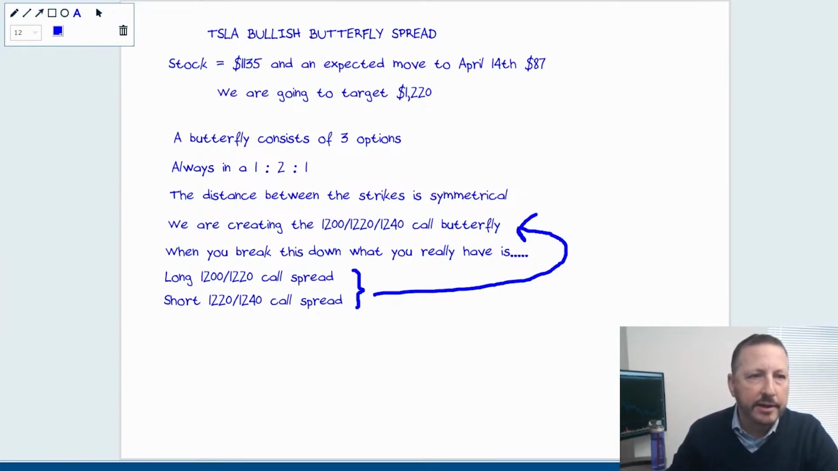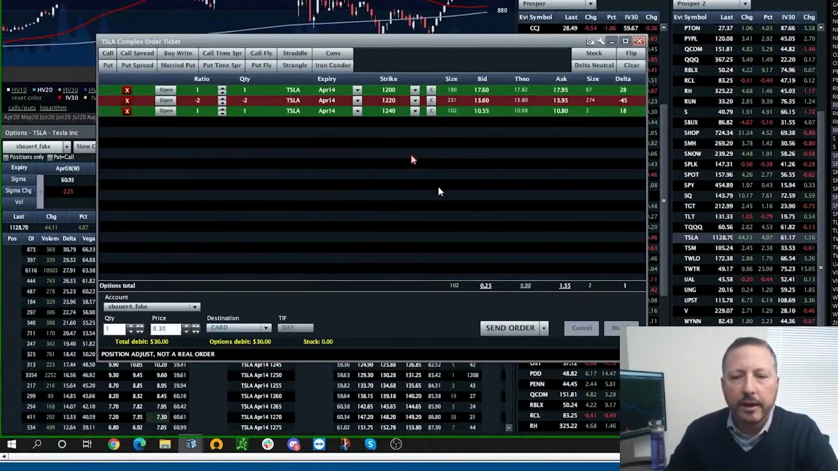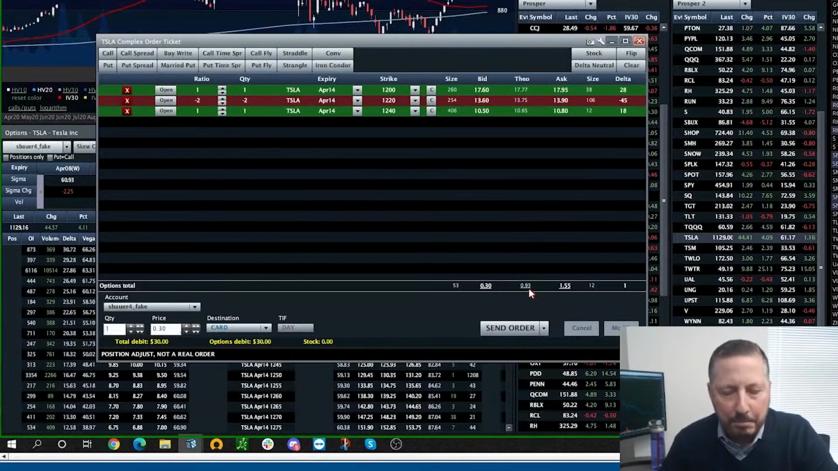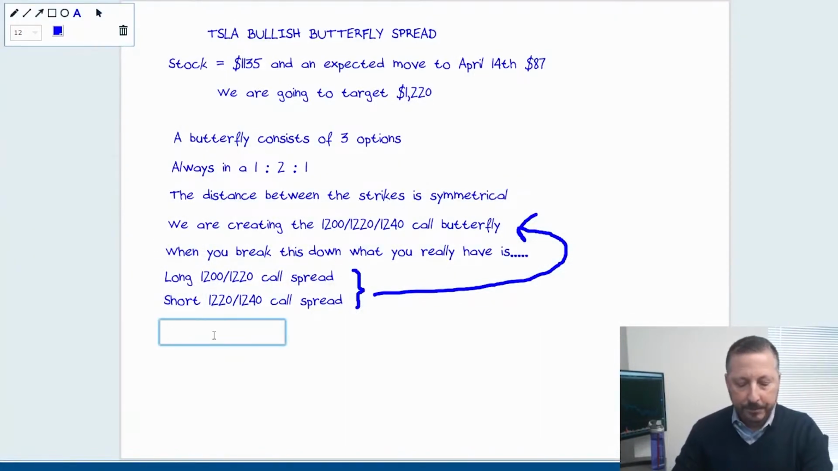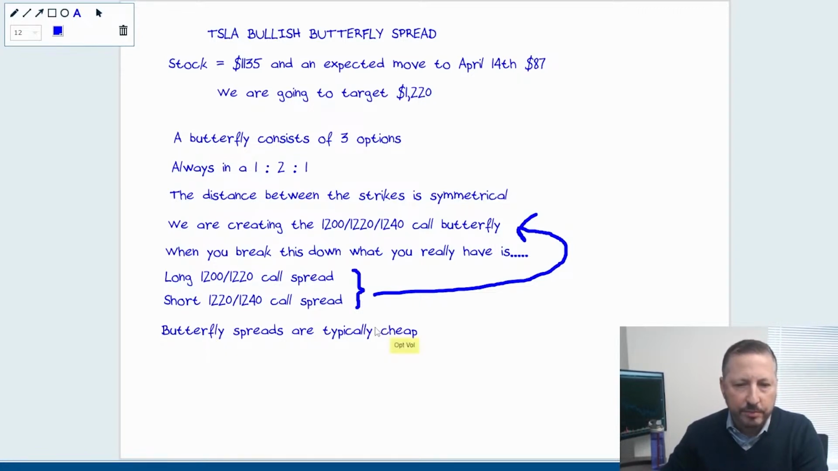So let's look at the pricing on something like this. If we were to price this out, we can see that the midpoint of this market between the bid and the offer is approximately $1. 90 cents, $1, which certainly seems pretty cheap, right? To have some really nice upside exposure for $1. Well, that's one of the nuances of a butterfly. Butterfly spreads are typically, and I'm going to put in quotes here, cheap. What does cheap really mean?